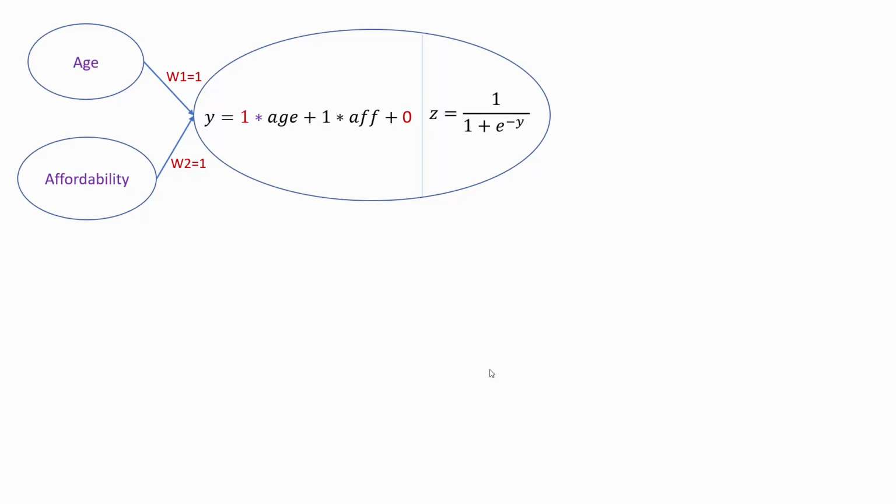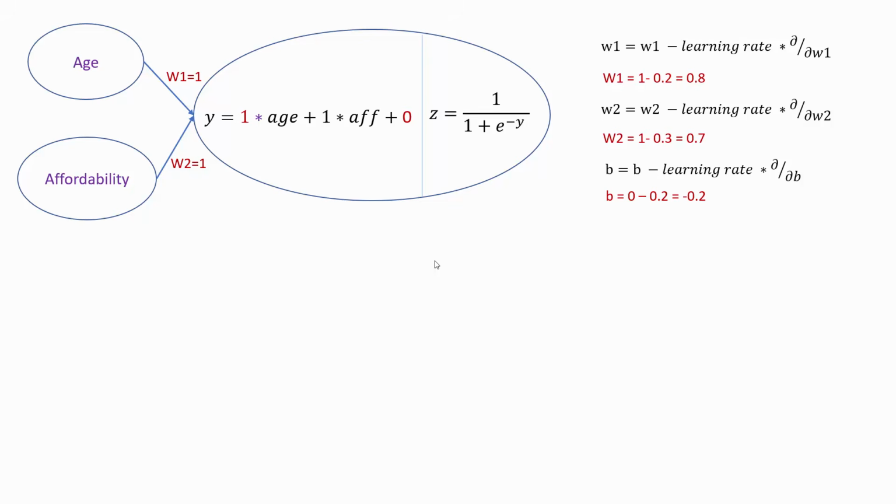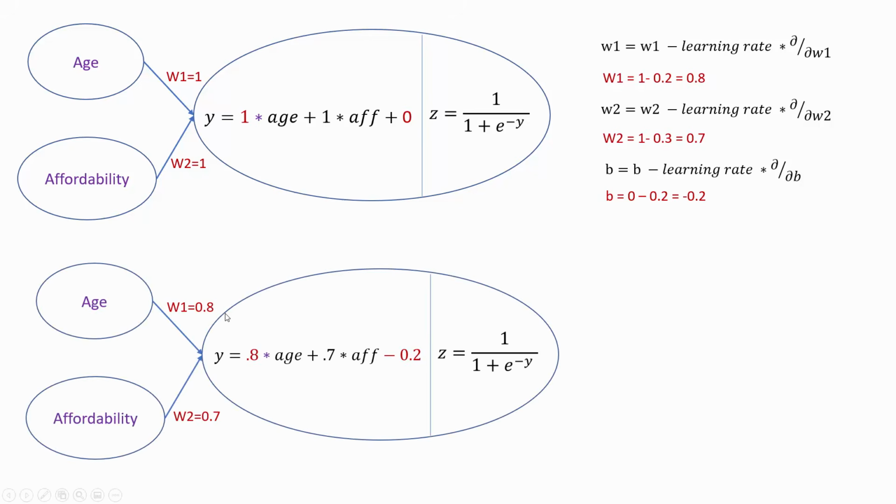So now we started with weight 1 and weight 2 to be 1. Our bias was 0. We found a total loss which was 4.31 something, and then we used this derivative to find the new value of weight 1 and weight 2 and bias B. And then we find that the new values will be this. So now my new weight is 0.8, W2 is 0.7, and my bias is minus 0.2.